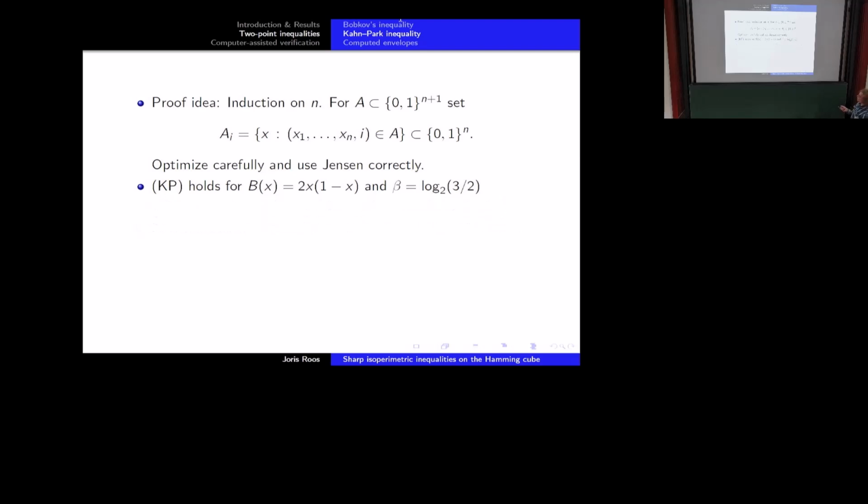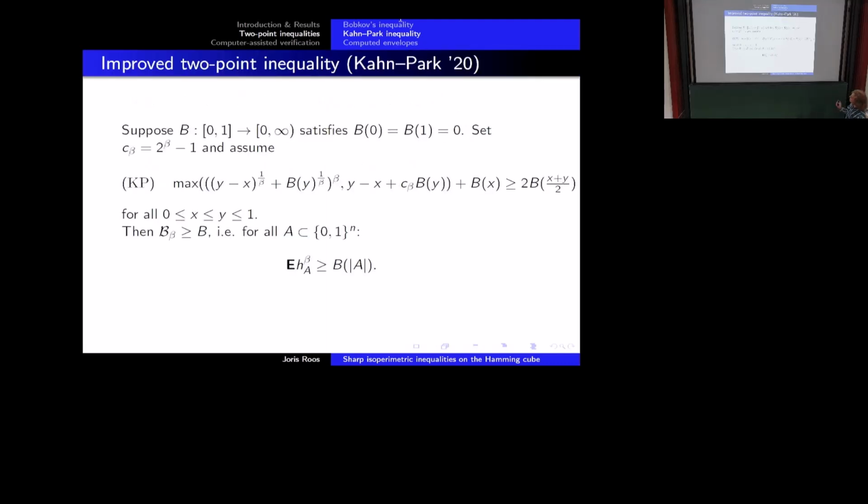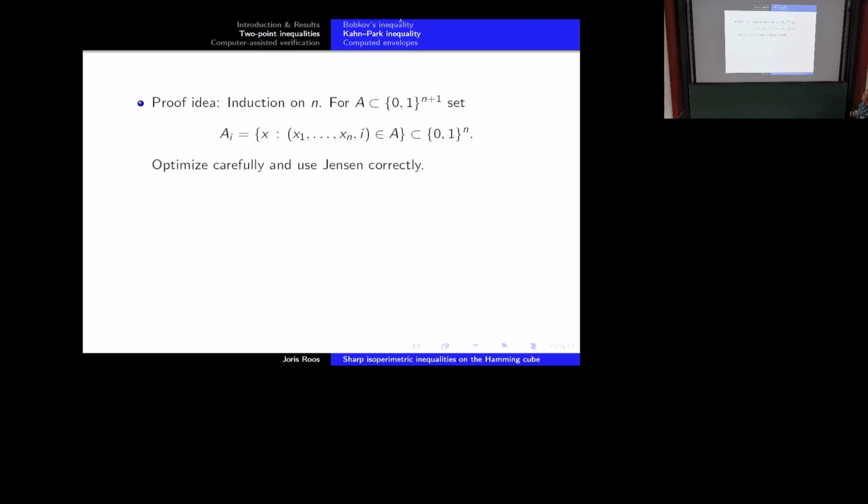So what can you do? You can take your favorite function and test the inequality. Does it work, right? And again, I want to stress, it's not terribly hard to find functions that satisfy this inequality. It's hard to find functions that satisfy the inequality and give you the sharp value at, say, 1/2 or 1/4 and so on.